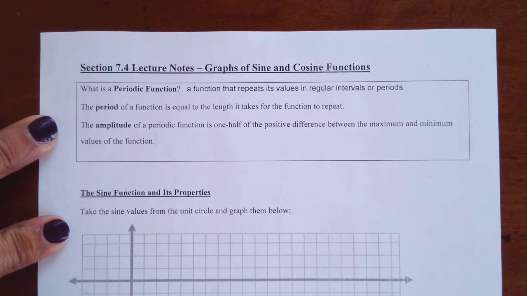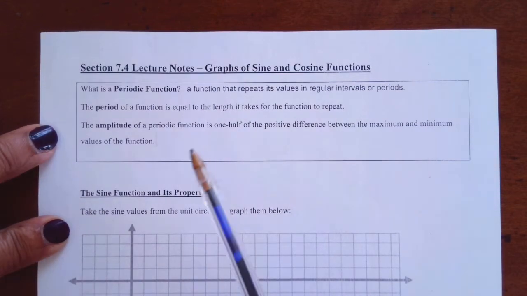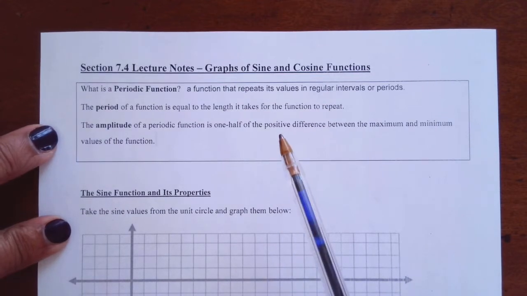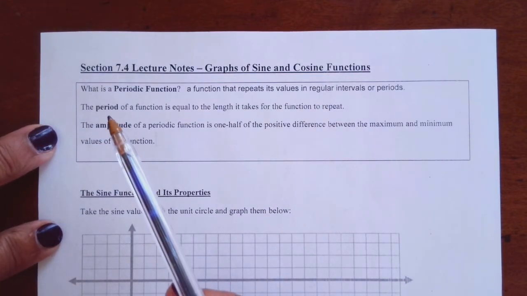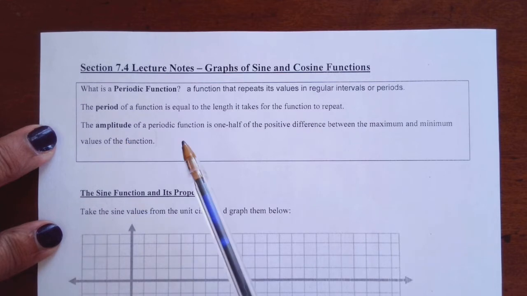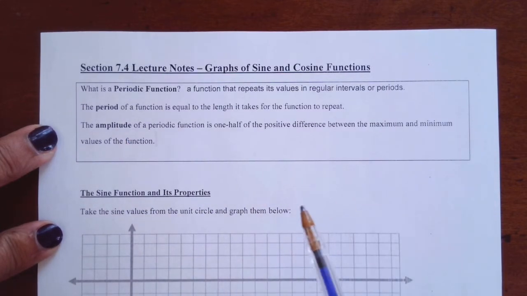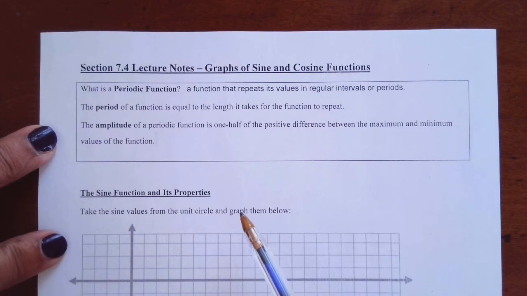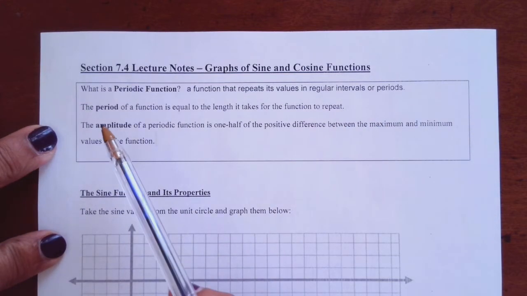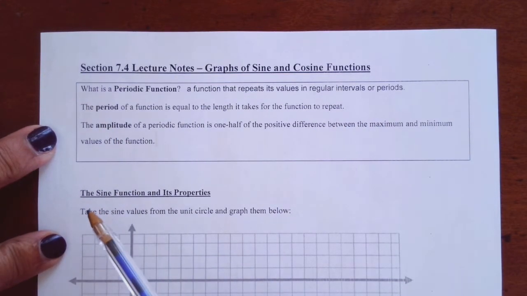So that length of 360 degrees, or 2 pi, is the period for sine and cosine. Once you get past that, the values start repeating themselves again, okay? So that's what a period is for these. If you're asked to find the period, that's the length it takes for the function to repeat. So we're going to be looking for the period in these functions. And then the amplitude of a periodic function is always 1/2 of the positive difference between the max and min values of the function. So right now we're looking at finding the periods and the amplitudes.